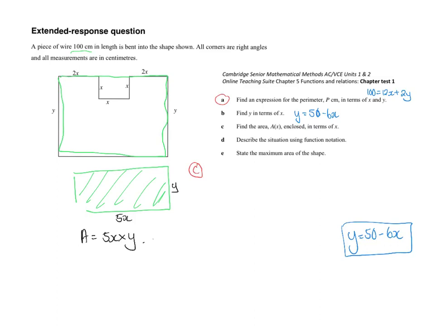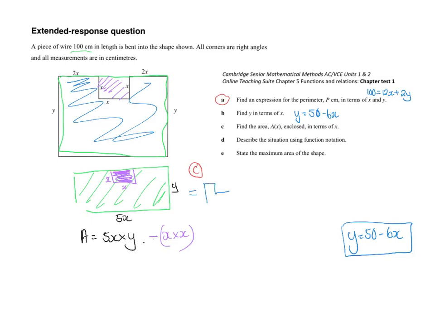Okay, but we don't have that area. We actually have this little bit that's not there. So if I cut that bit out, if I minus the area of that bit, which would be x times x, I end up with the area that I wanted. So I end up with this shape here. Alright, so I'm going to work with this formula. I've got 5xy minus x times x, which is x squared.